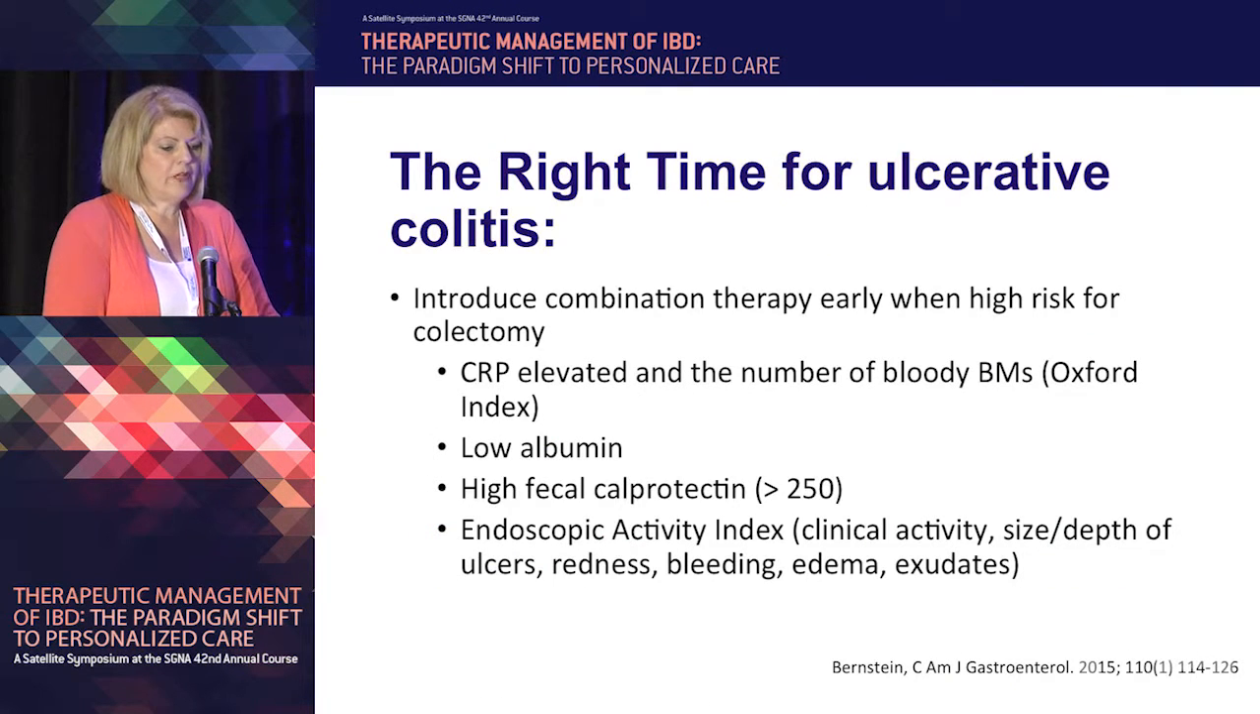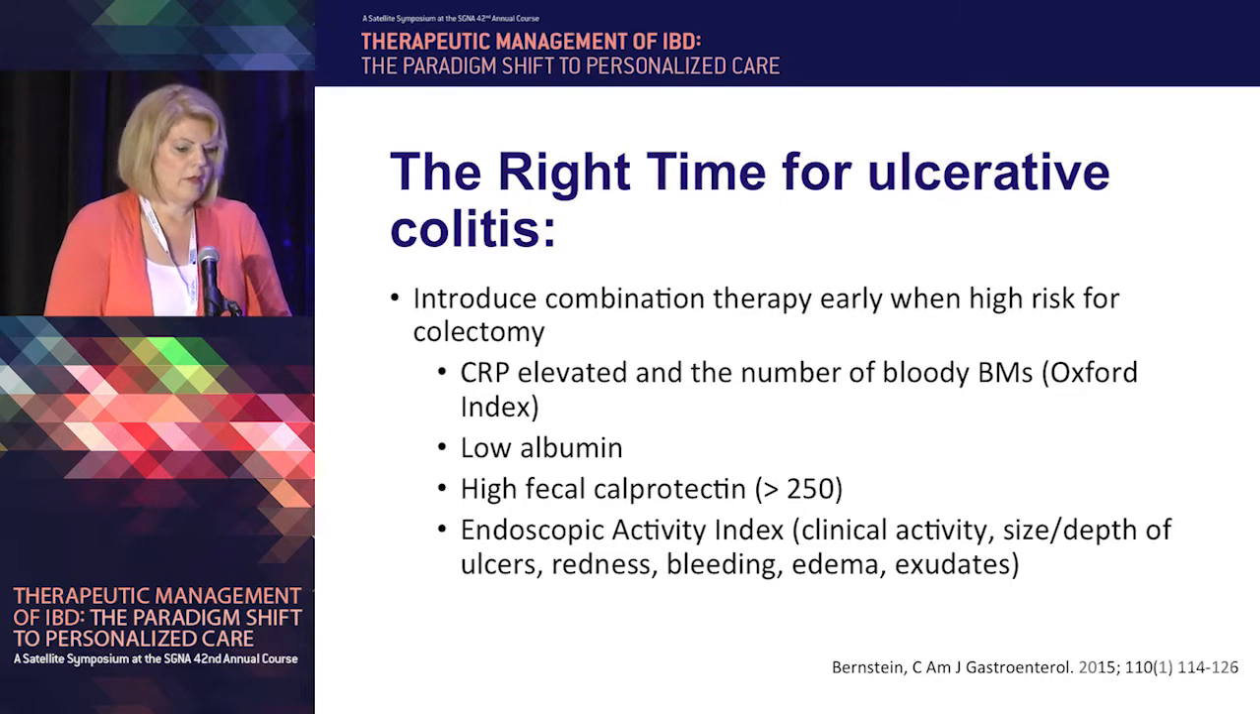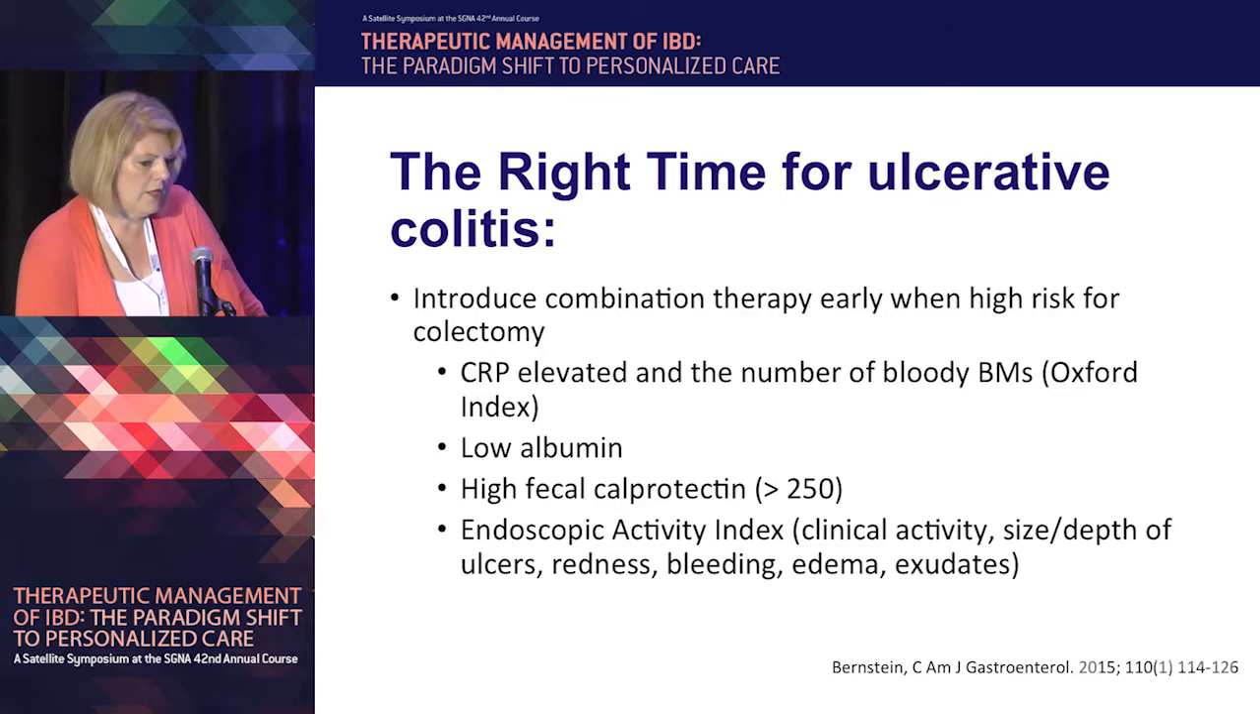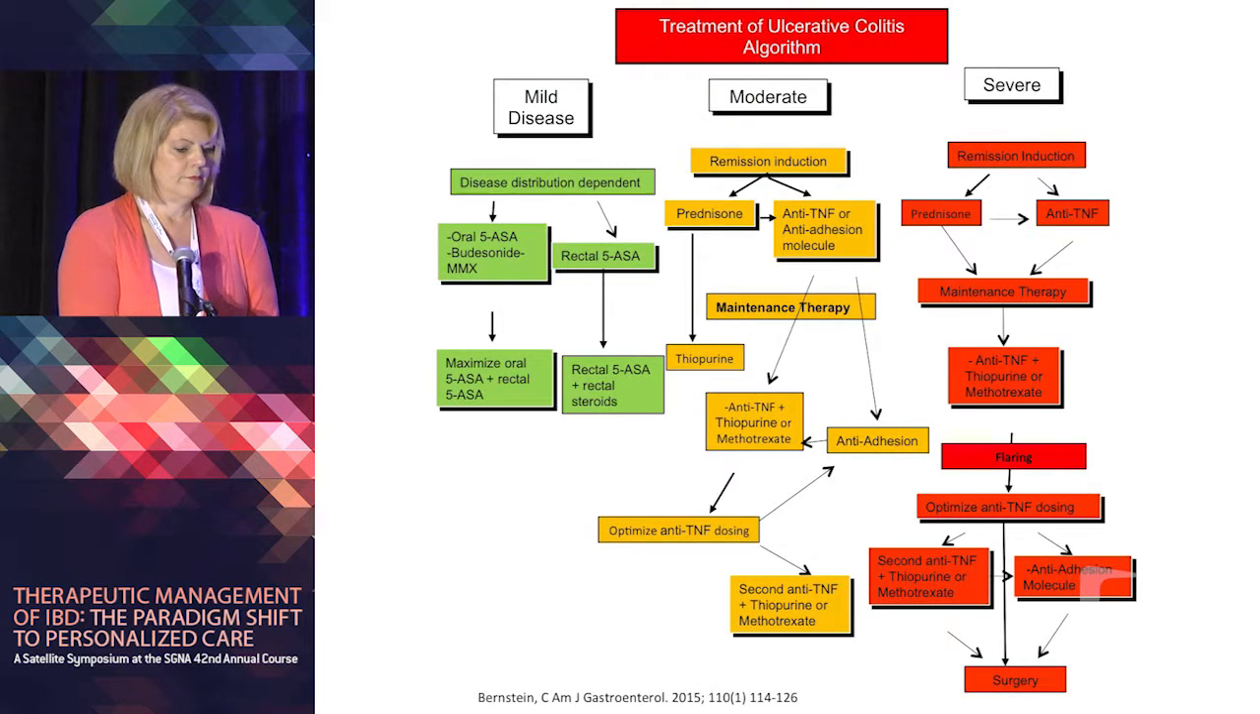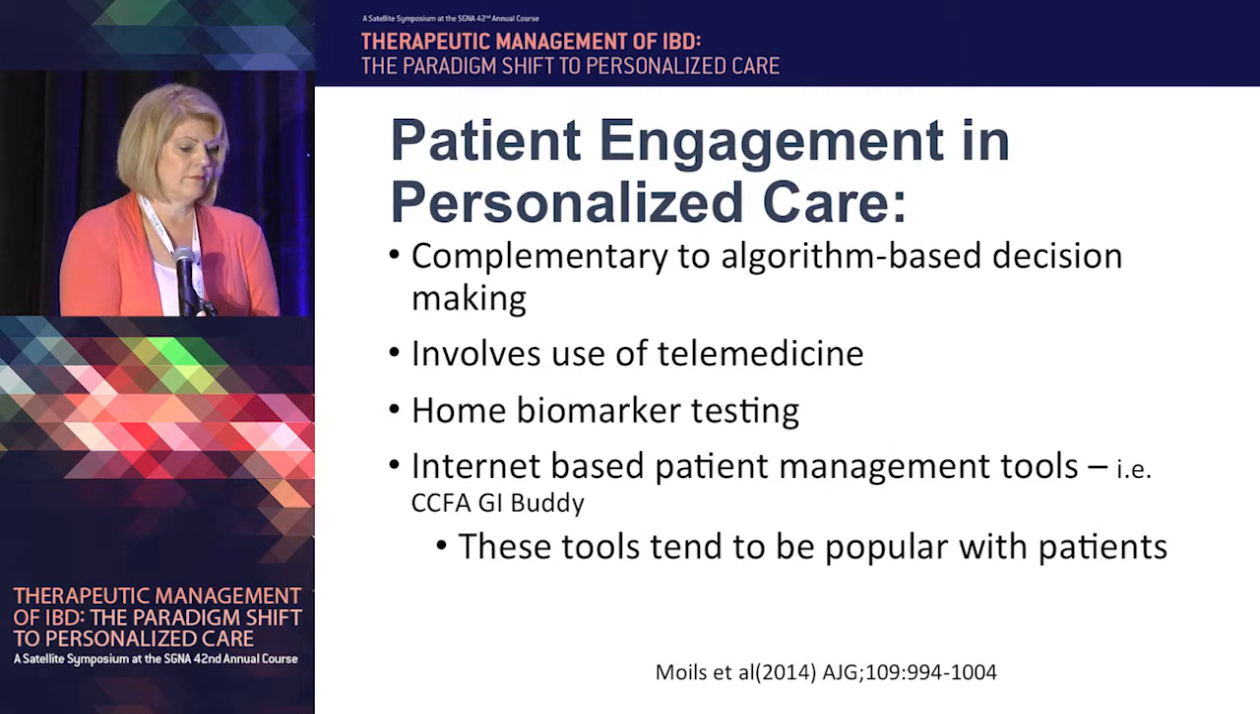Right time for ulcerative colitis, introduce combination therapy early when there's a high risk for a colectomy. When your CRP level is elevated and they have a high number of bloody bowel movements, they've got a low albumin, high fecal calprotectin, and the endoscopic activity index we also look at. And here's the algorithm, once again, for ulcerative colitis.